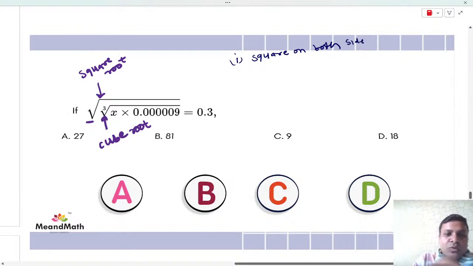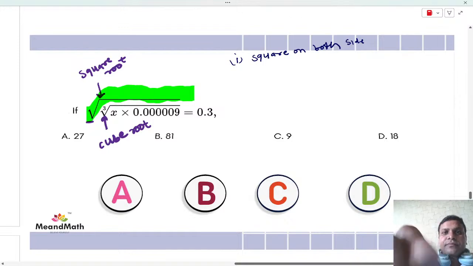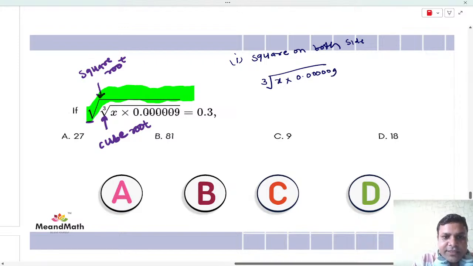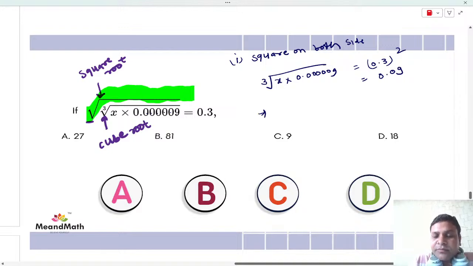So if I do the square on both sides, then this square root will be removed. So x into 0.00009, 1 2 3 4 5 6 digits here. 0.3 square is 0.3 into 0.3. This is 0.09. Now I want to remove the cube root.